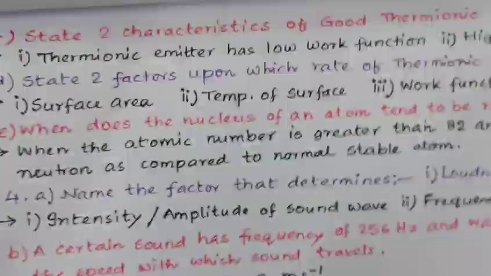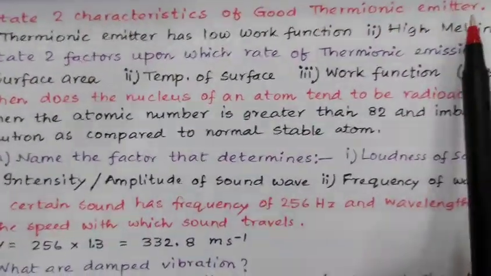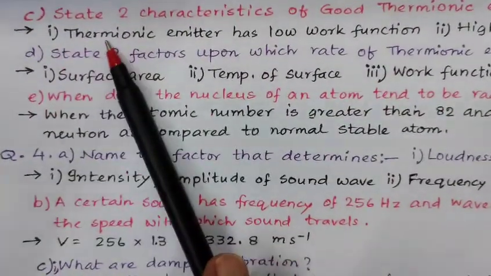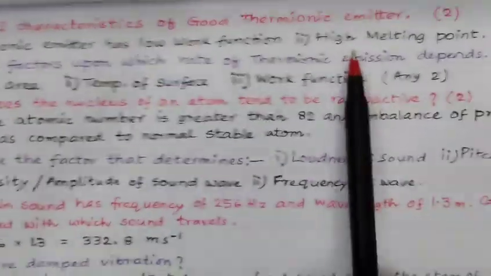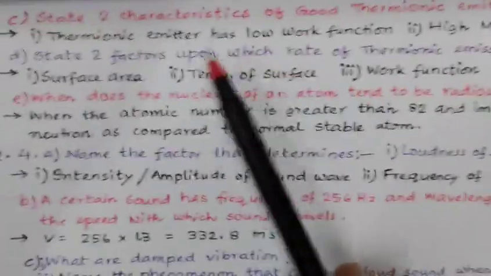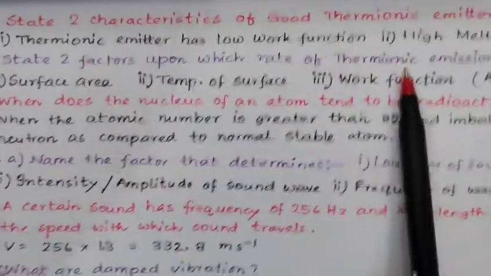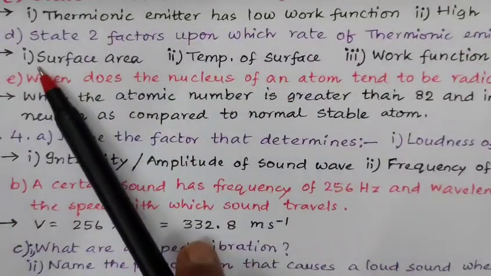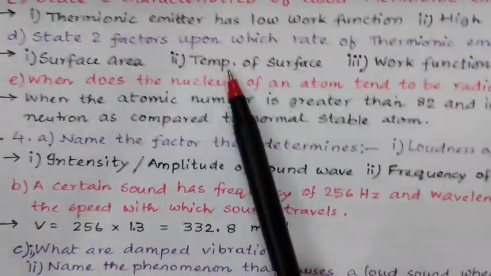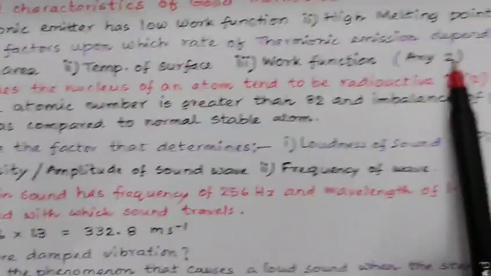C. State 2 characteristics of good thermionic emitter. Number 1 is thermionic emitter has low work function and high melting point. D. State 2 factors upon which rate of thermionic emission depends. Number 1 is surface area, number 2 is temperature of the surface. We have given the third one, that is work function. You have to write any 2 from here.